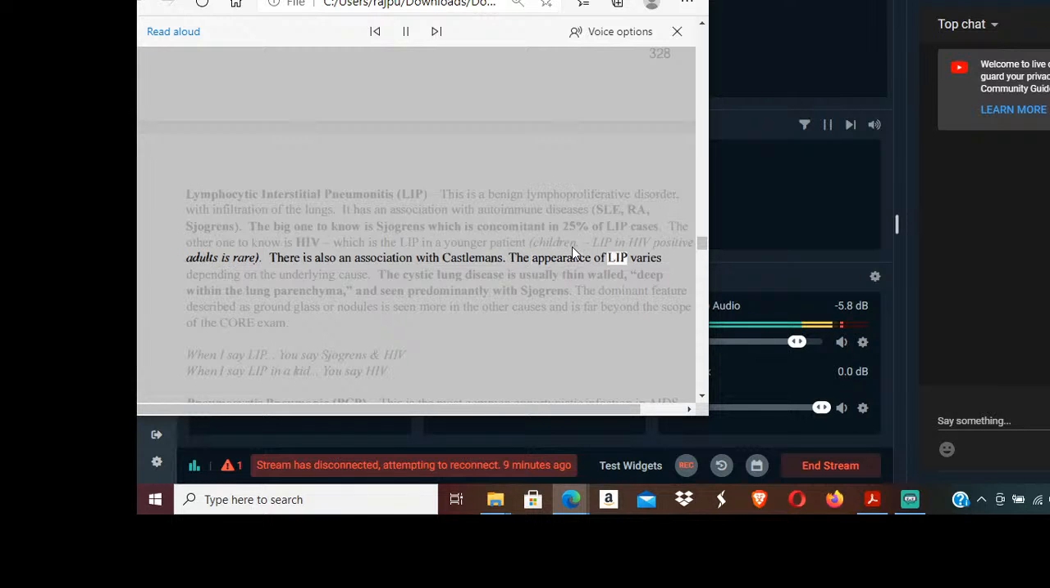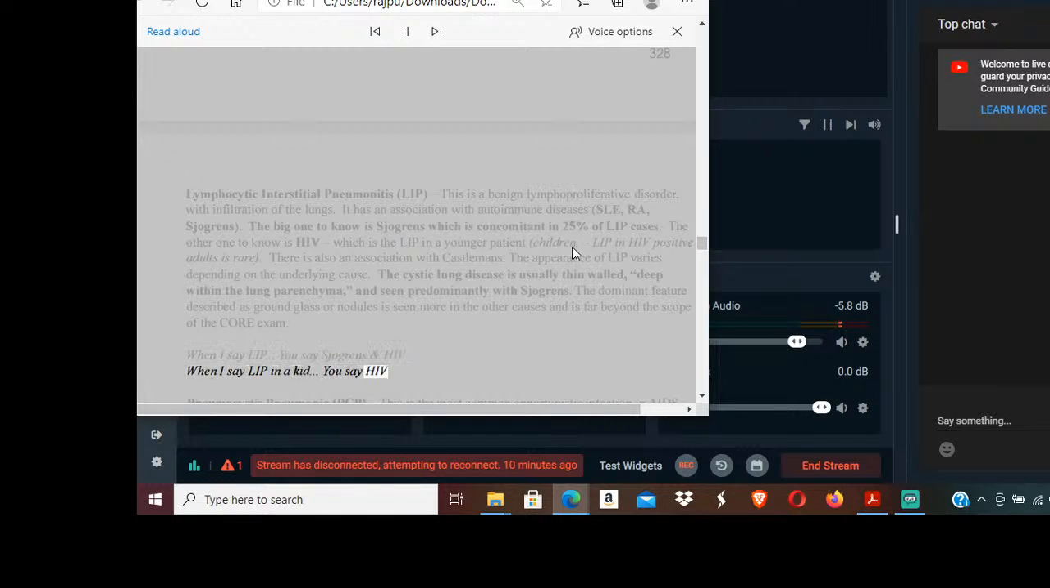The appearance of LIP varies depending on the underlying cause. The cystic lung disease is usually thin-walled, deep within the lung parenchyma and seen predominantly with Sjogren's. The dominant feature described as ground glass or nodules is seen more in the other causes and is far beyond the scope of the core exam. When I say LIP, you say Sjogren's, and HIV when I say LIP in a kid.